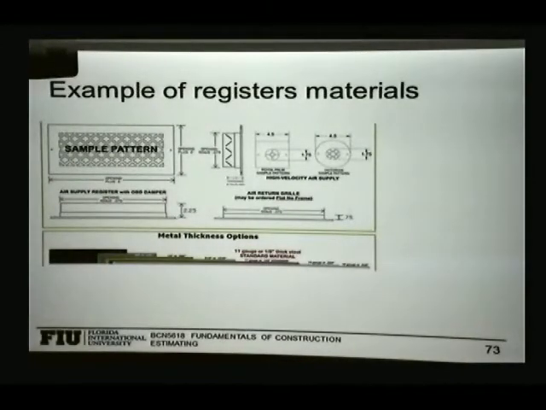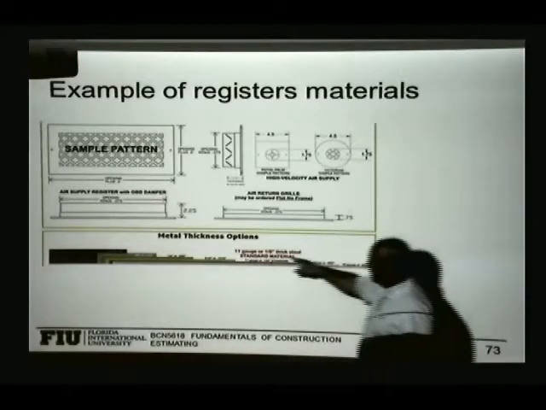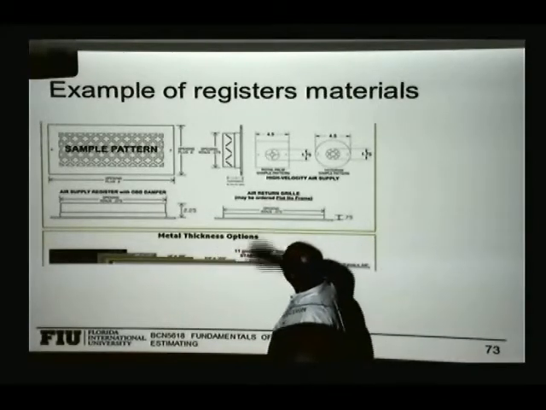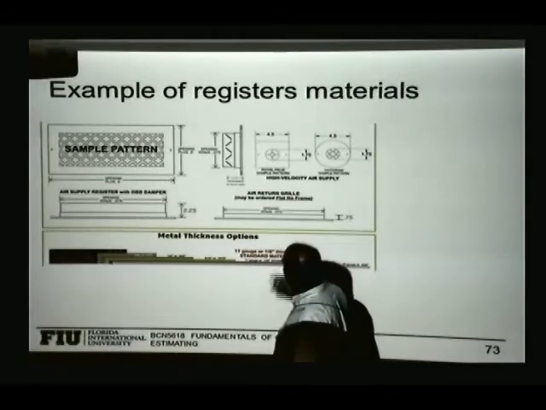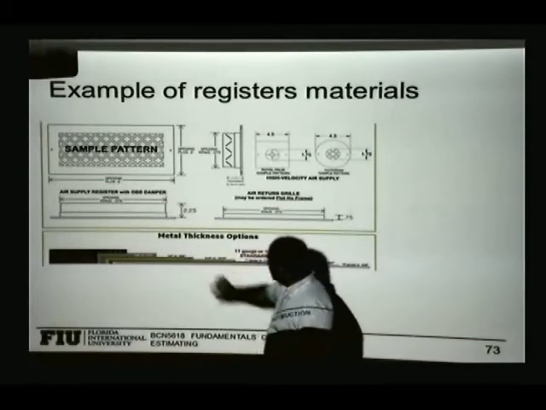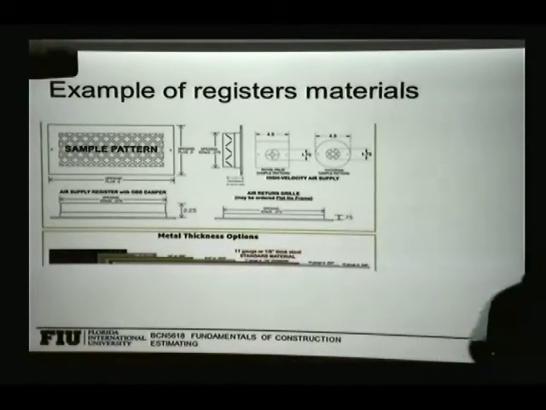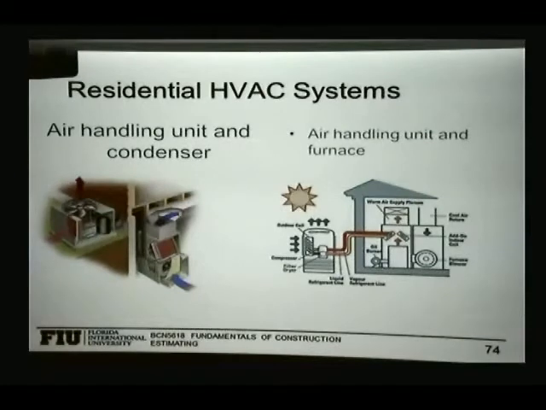They could also be different in metals. You can have different types of metals to fabricate these grills or registers. You can have different thickness. You can have different colors. So each one of those different items needs to be accounted for separately.